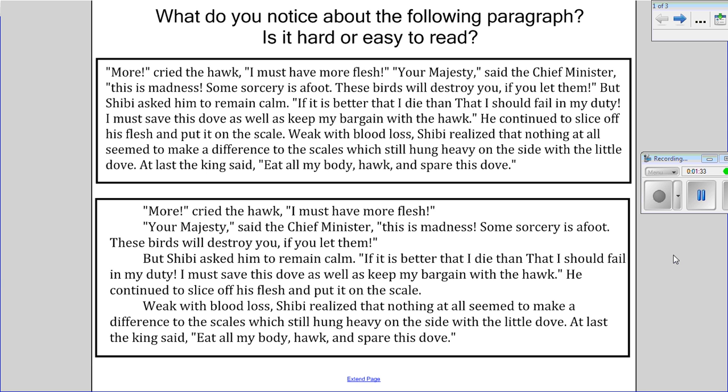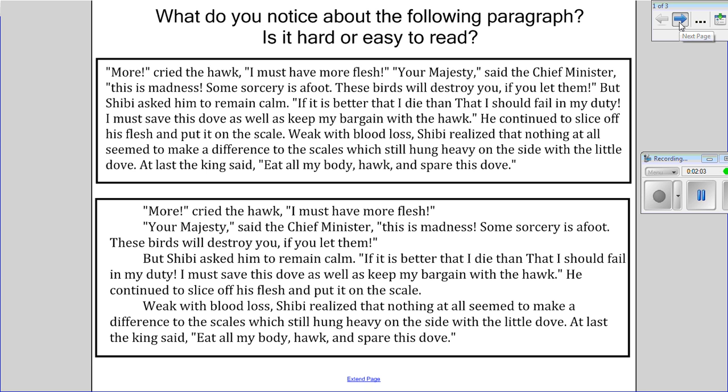Just by looking at the formatting, it seems as if the second one is going to be much easier to understand because it's broken off into paragraphing. The purpose of this lesson is to help you understand that paragraphing will make it easier for your reader to understand your story.